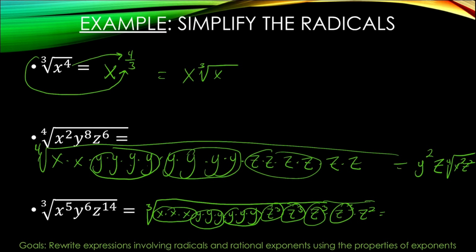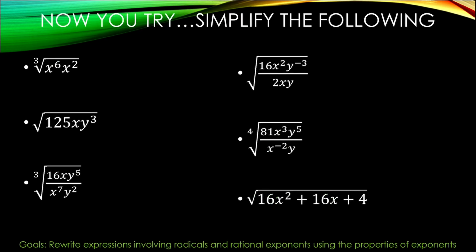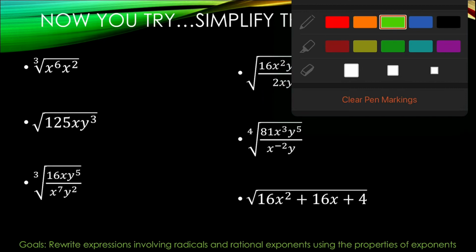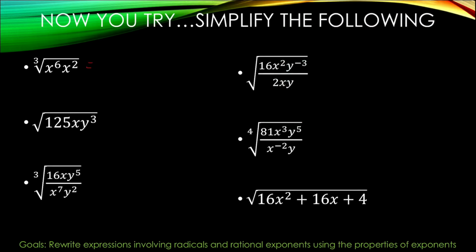So this is equal to x, those y's together will become y squared. Z, 1, 2, 3, 4 z's are going to come out, so z to the 4th. And then we'd say the cubed root of z squared. Alrighty. Now you can try these all, and I will give these solutions. So I have x squared, cubed root of x squared.